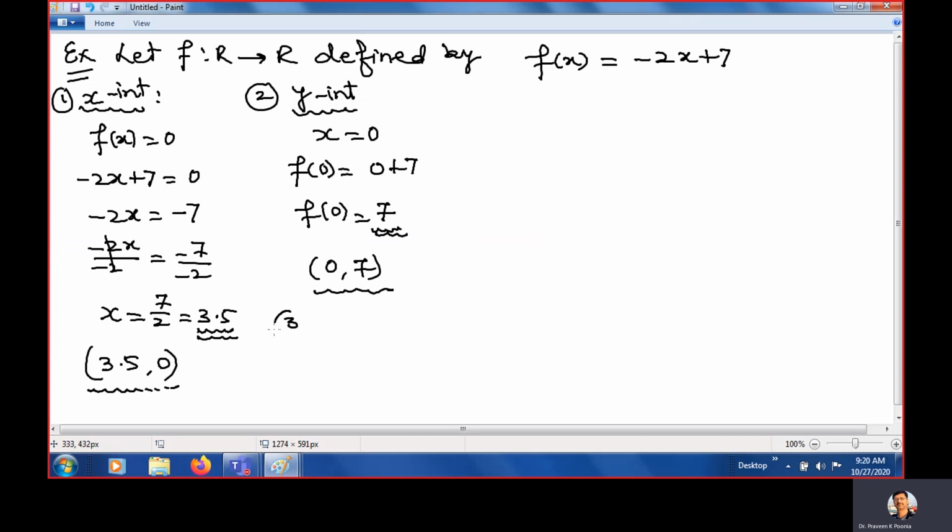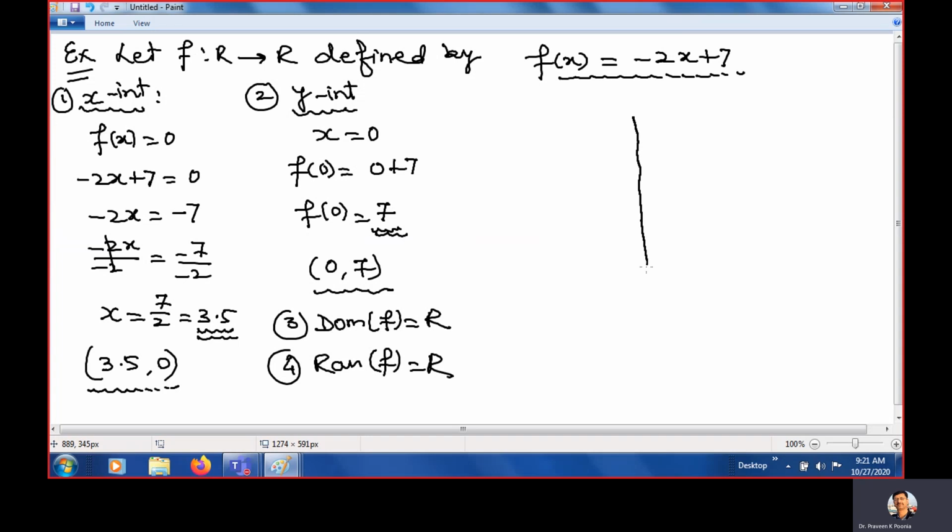Now, what is the third thing? What is the domain of f here? Because this is a linear function. Clear? So the domain of f is R. And what is the range of f? Range of f is also R. Because what type of function is this? This is a linear function. Clear? So these 4 things we have evaluated. Now we will draw the graph of this.